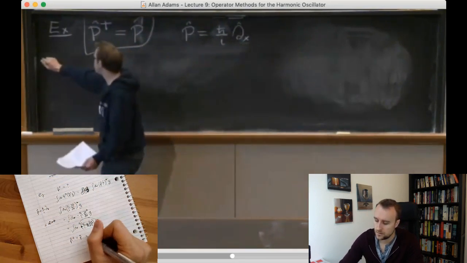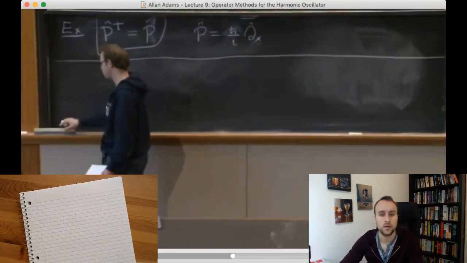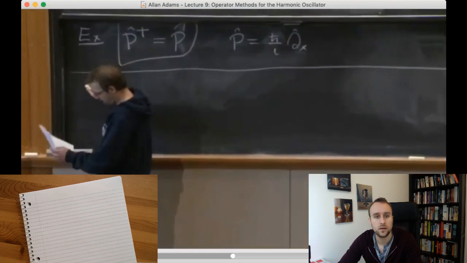Okay. And here's a stronger physical fact. So now we see that each of the operators we've looked at so far, x and P, is Hermitian, those that correspond to physical observables. Here's a physical fact.